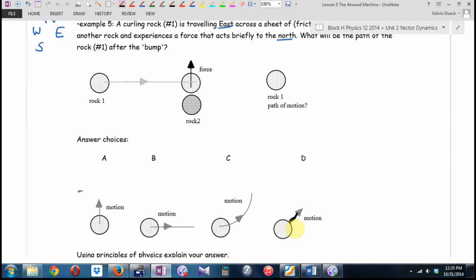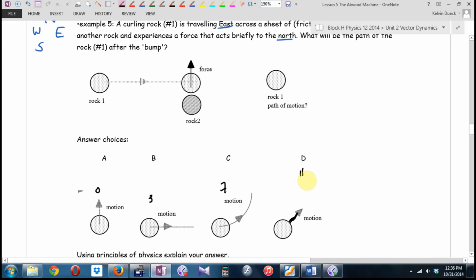Who says path A, Mr. Dueck? It's going to keep going due north. No one. Who says path B? It's going to keep going that way. 1, 2, 3, 3. Who says, no, it's going to curve, path C? 1, 2, 3, 4, 5, 6, 7. Who says it's D? 1, 2, 3, 4, 5, 6, 7, 8, 9, 10, 11. That may be the most we've ever got voting. That's almost everybody for a change. This is a pretty good spread. A seems to be out of luck, or maybe not.